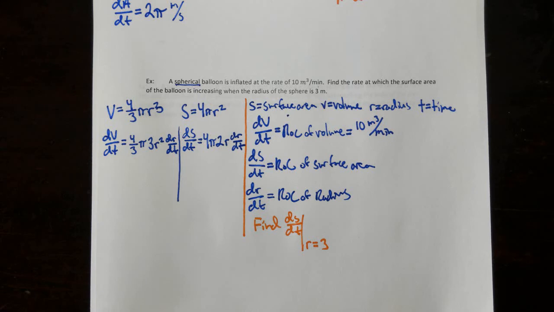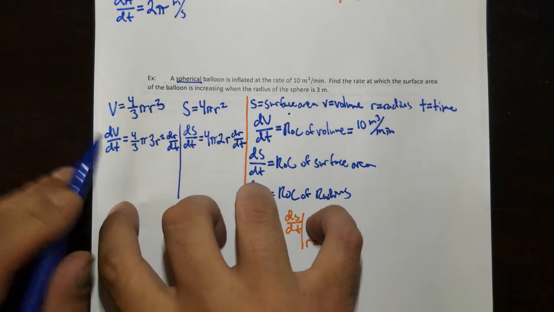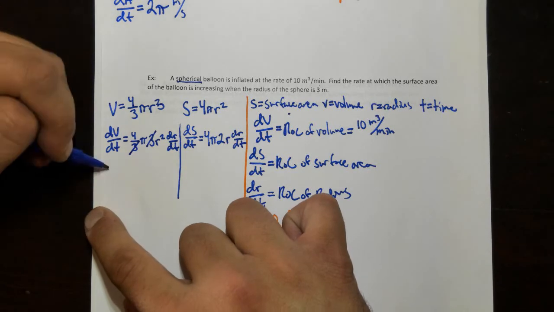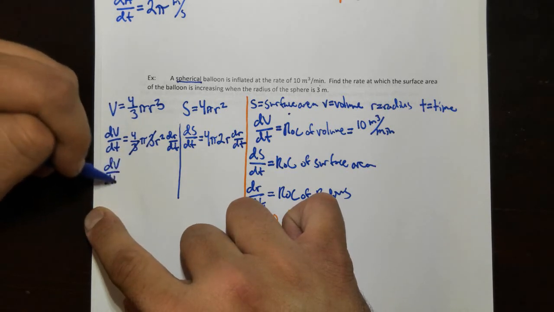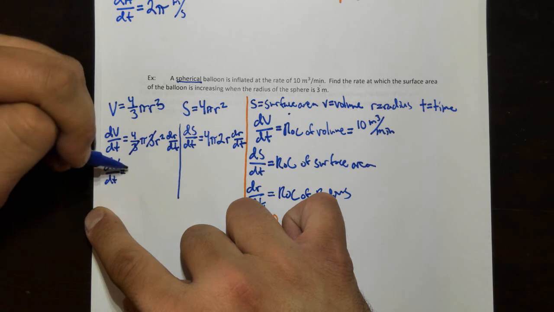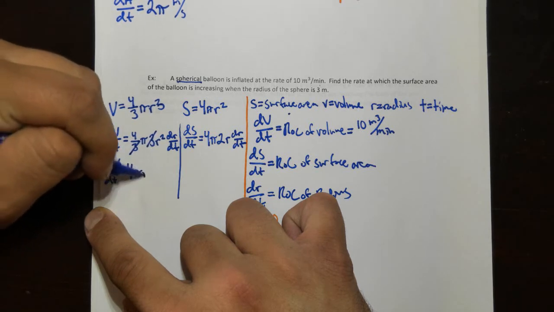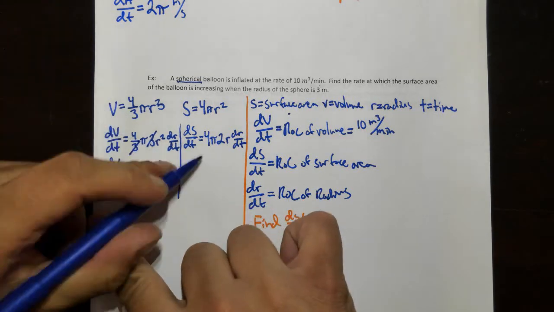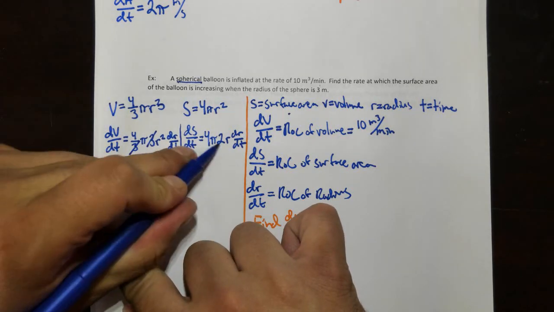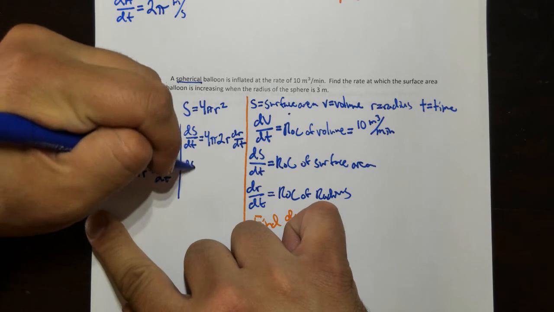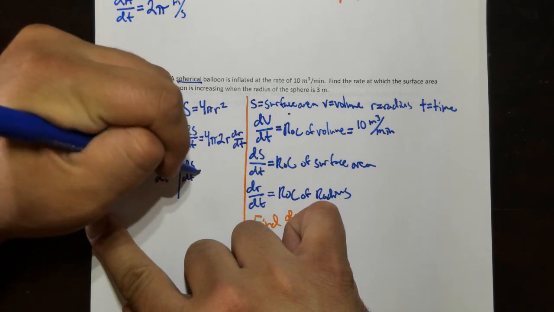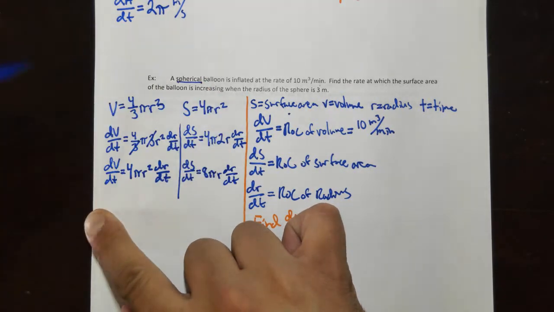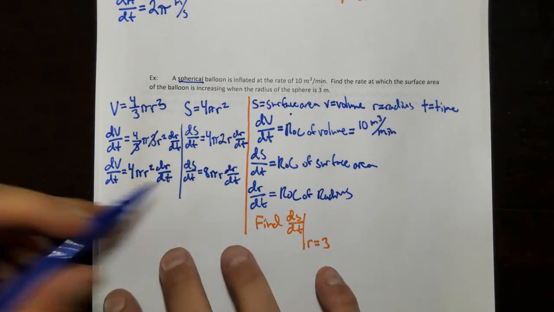So now we want to, well, actually, let's clean these up a little bit. Notice that here this 3 will cancel with this 3. So we can have dV/dt is equal to 4 pi r squared dr/dt. And the second one is, we can multiply the 4 and the 2 together, to get dS/dt is equal to 8 pi r dr/dt. Okay. So these are our two functions.